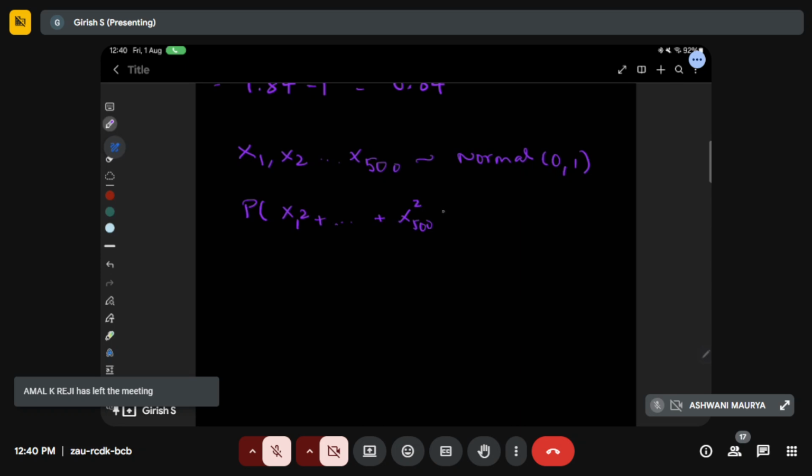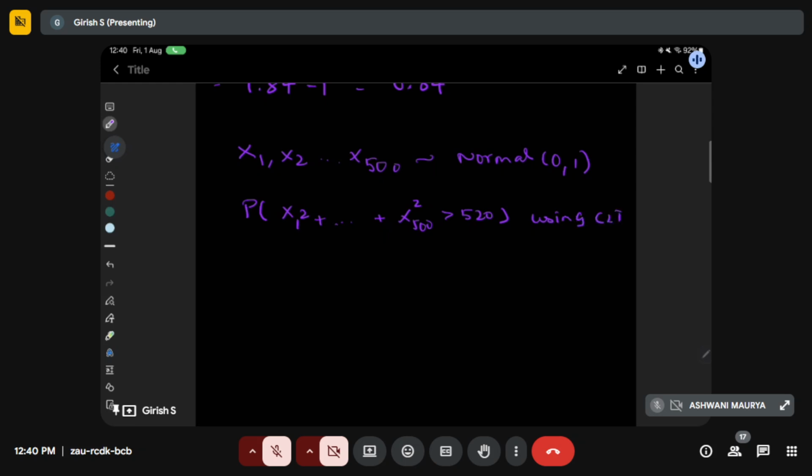So in this question, they have given x1, x2 till x500. These follow normal distribution, in fact the standard normal distribution. And what we have to find in this case is the probability that x1 square plus till x500 square is greater than 520 using CLT. We have to use CLT.